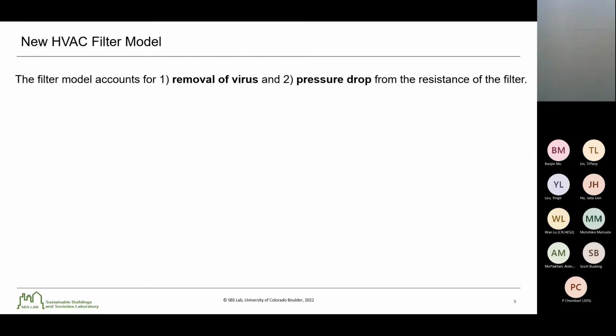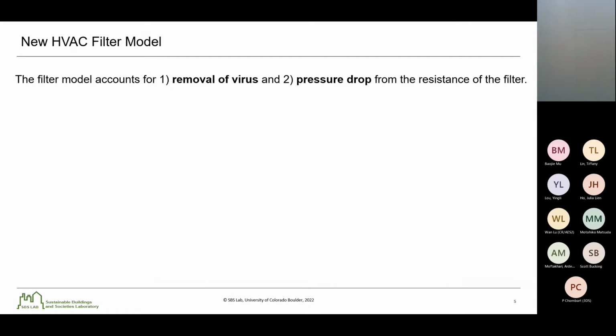And in order to support these analyses and the different mitigation strategies, we developed some new component models using the Modelica language. In particular, we first developed a new HVAC filter model that has two key features. One is the removal of virus, as I mentioned before, based on some defined efficiency, as well as we want to account for the pressure drop that the HVAC filter imposes on the airflow.